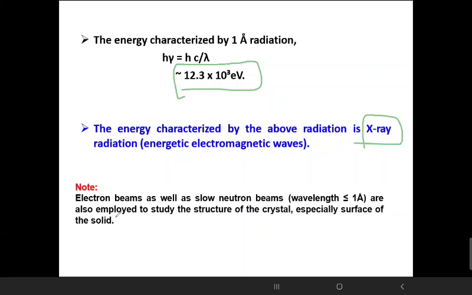Electron beams as well as slow neutron beams with wavelength less than or equal to 1 angstrom are also employed to study the structure of the crystal, especially the surface of the solid. So electron beams can be useful as well as slow neutron beams. Electron beams also can be used to identify information about the crystal.